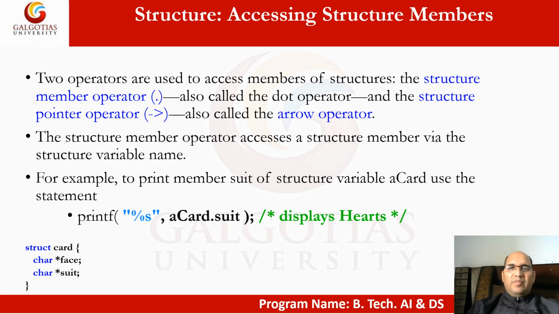The structure member operator accesses a structure member via the structure variable name. For example, to print member suit of a structure variable a card, use this statement. You have the structure struct card and it has two fields, face and suit. Suppose you have declared a structure variable a card. If you want to access the value of the member suit in a card, you can simply use a card dot suit. So this is how it will display it. In the previous example we assigned the value of suit as hearts, so hearts will display here.